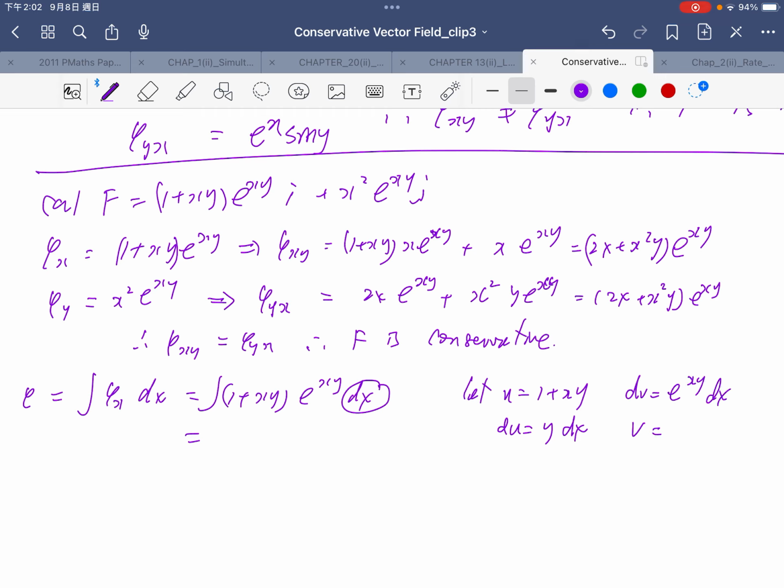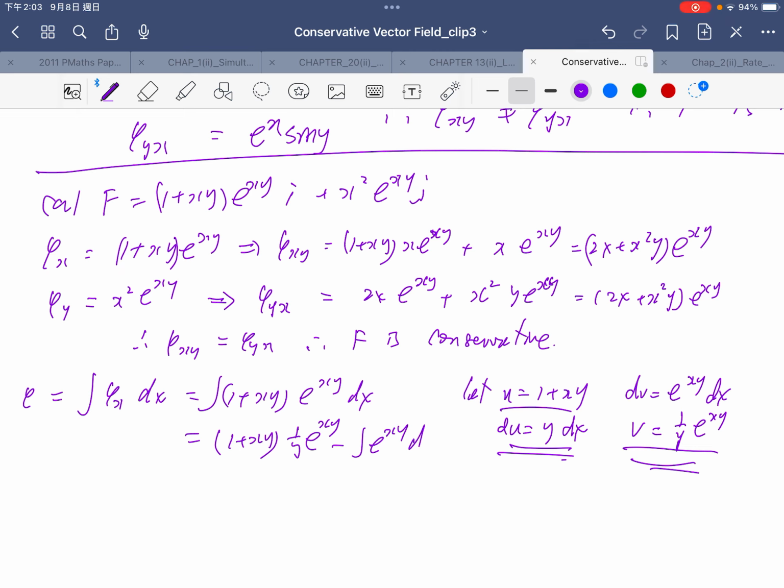Here we integrate e to the power xy with respect to x. Therefore, it is 1 over y times e to the power xy. For the first part, it is uv. The second part is minus the integral of this times du, which is e^(xy) dx. Please don't make any mistake here. It is dx, not dy.